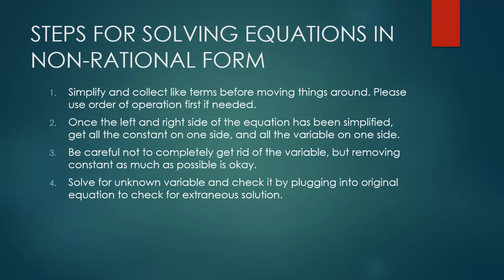So please use order of operations if needed. Once the left and right side of the equation have been simplified, get all the constants on one side and all the variables on the other side. Step three, be careful not to completely get rid of the variables. A lot of students make the mistake of actually canceling out the letter, which you need at the very end. But removing the constants as much as possible is okay. So get rid of the constants, meaning the non-letters. Solve for the unknown variable and check it by plugging it into the original equation to check for extraneous solutions.